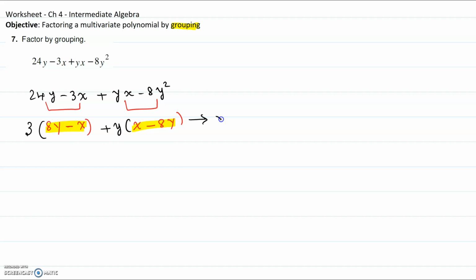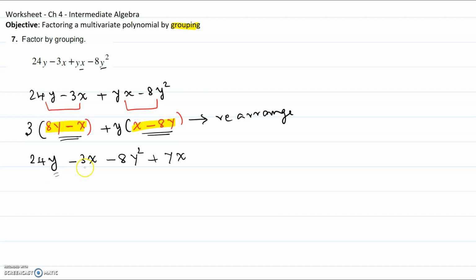So we are going to rearrange the terms. It is 24y minus 3x. So this doesn't work. The goal is to keep these two the same. 24y minus 3x. Then we will just switch the terms: negative 8y squared plus yx. So we are not doing any alteration to the problem except rearranging the terms. So negative 8y squared first and then yx. Let's see whether the grouping works this way.